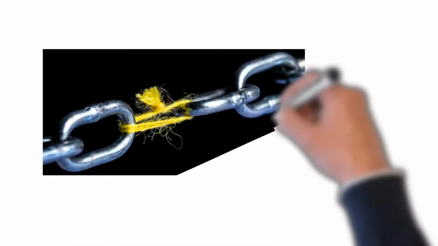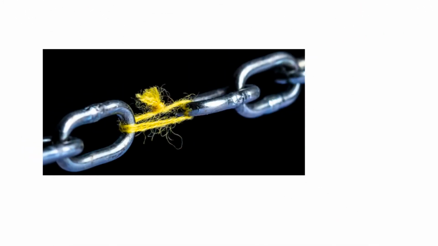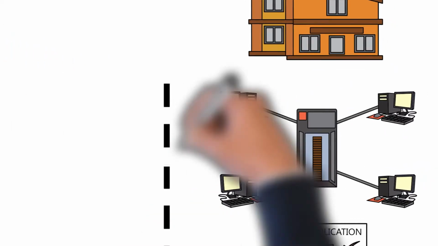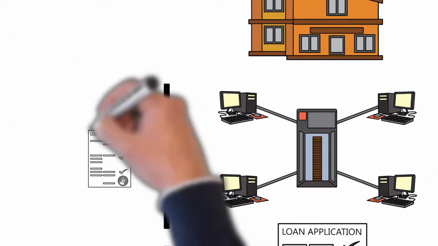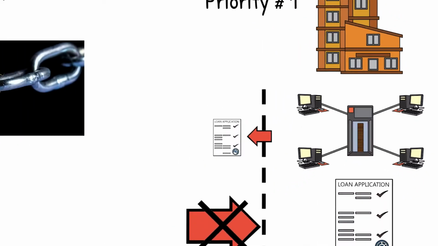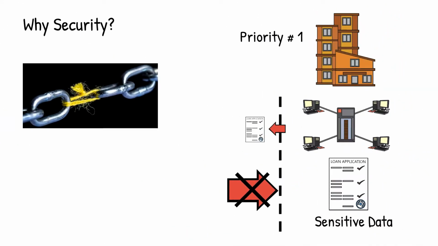Suppose you have a really strong chain, but a single link is weak. It will compromise the strength of the whole chain. Similarly, when implementing security for your architecture, if a single area is left unprotected, it can compromise your whole architecture. Therefore, it is extremely important to apply security at all layers.